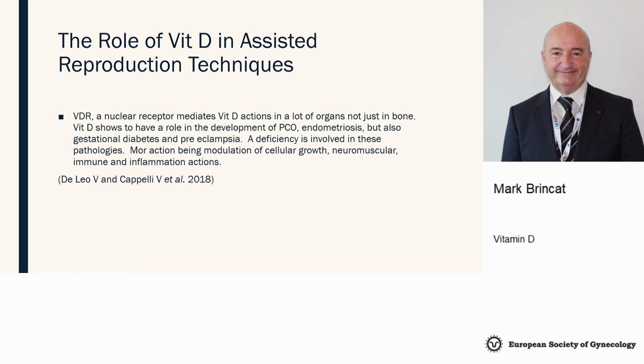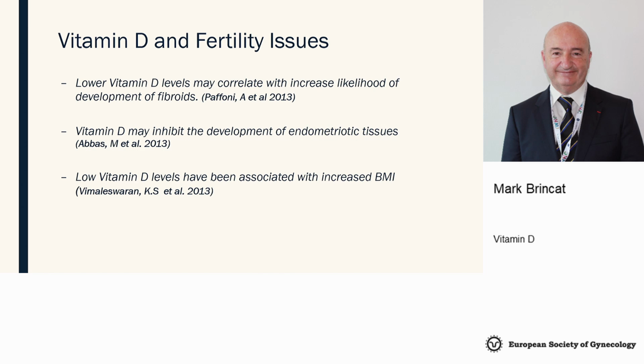We've spoken about the receptor. There seems to be a role in polycystic ovaries and endometriosis. And when we look at vitamin D and fertility issues, there are other gynae problems associated with low vitamin D levels. For example, women with fibroids have low vitamin D levels. Vitamin D may inhibit the development of endometriotic tissues.